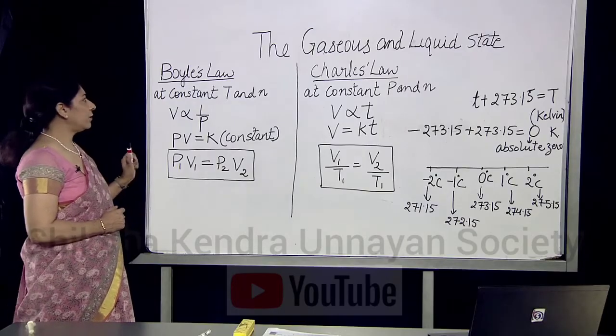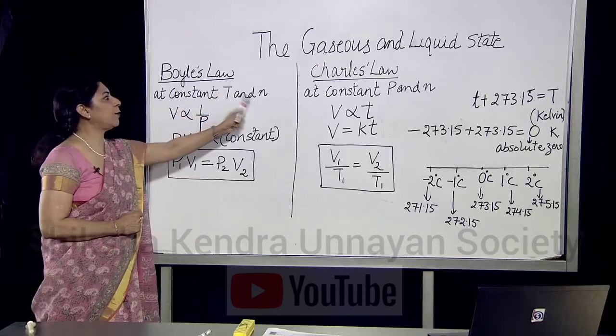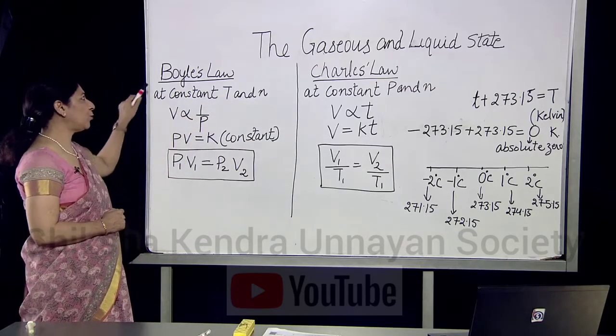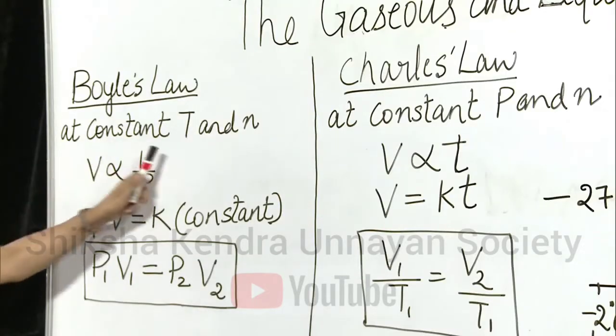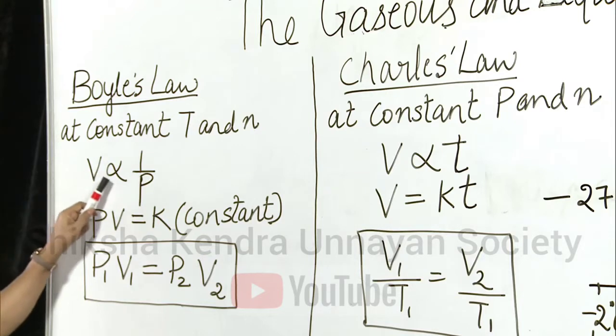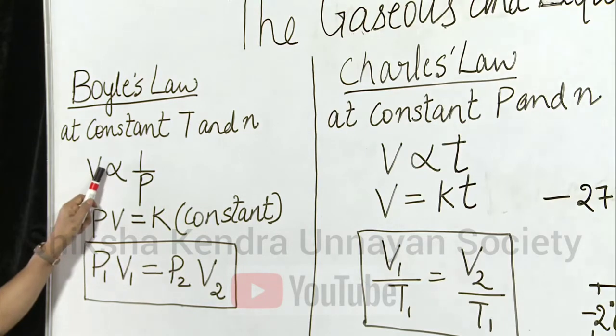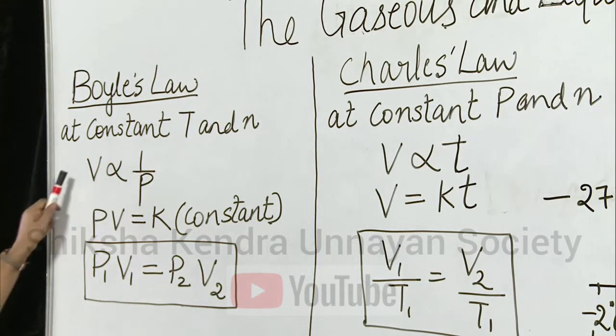Boyle's law. Here, we are keeping two things constant, that is temperature and number of moles. So, what Boyle did was keep temperature and number of moles constant, and then he checked the relation between volume and pressure. And he found that volume is inversely proportional to pressure. So, we can write V is inversely proportional to P.